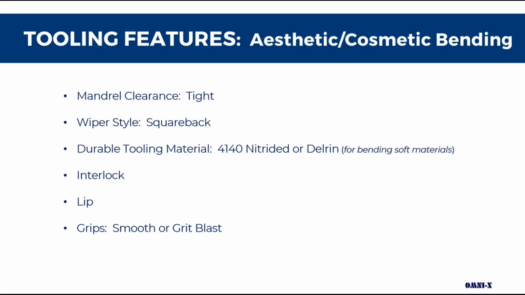The typical durable tooling material for cosmetic bending is 4140 nitrided, and Delrin can be used for bending softer materials. Interlock and captive lip are optional tooling features that are often specified for cosmetic bending. Lastly, smooth grips or gripless grips are recommended for cosmetic bending.